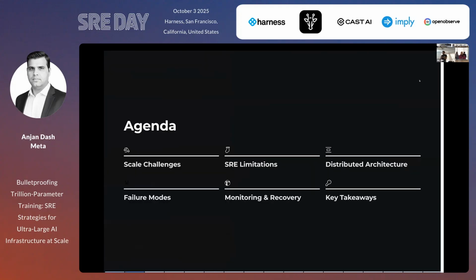I think the agenda here is, the first thing is scale challenge. As we know, there are 1 trillion parameters, so the scale is very high. When scale is high, what are the challenges there and how do we deal with that? Then we'll talk a little bit about SRE limitations. We have traditional SRE, which is about online traffic and batch jobs, MapReduce jobs and Spark jobs. But this machine learning workload is a little bit different, so we'll talk about what the limitations are there, and maybe opportunities too.